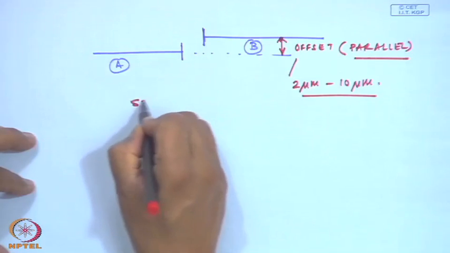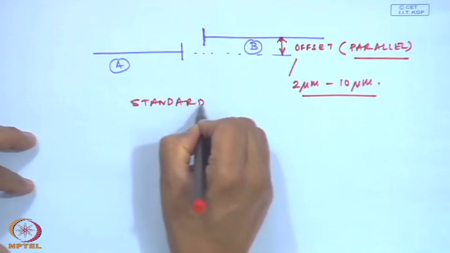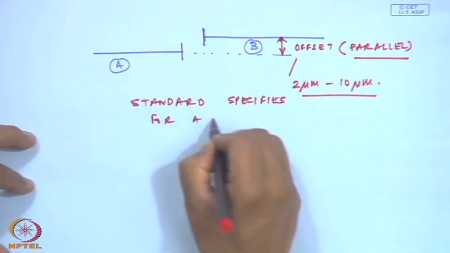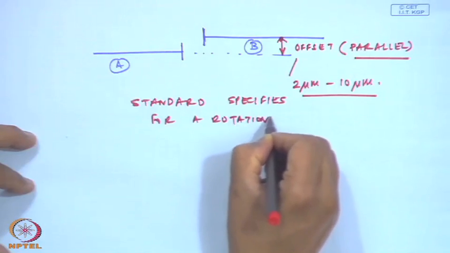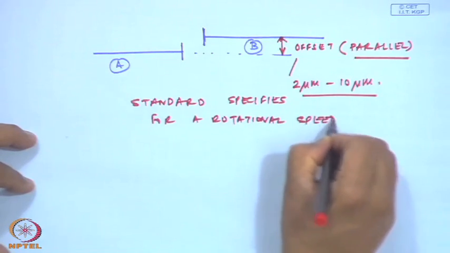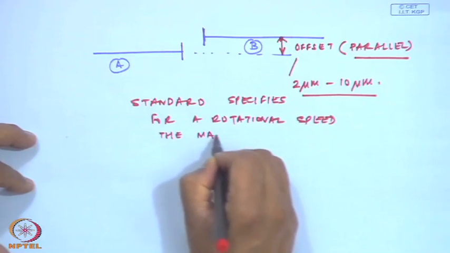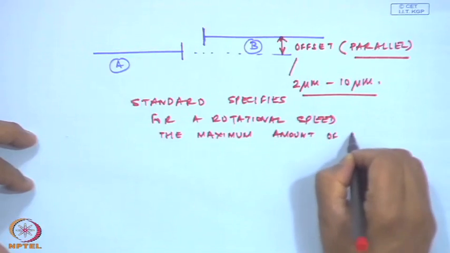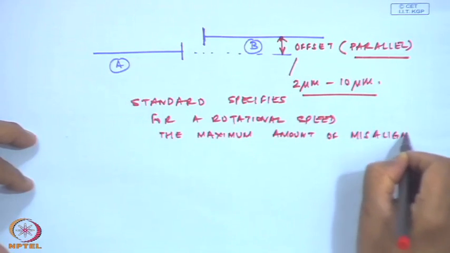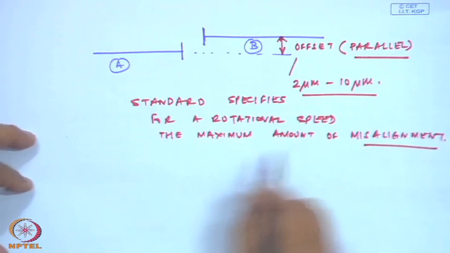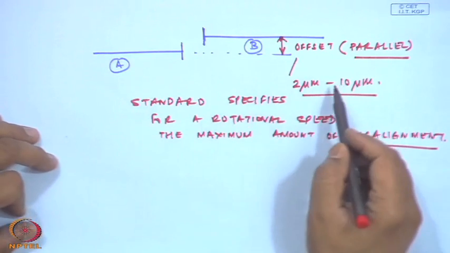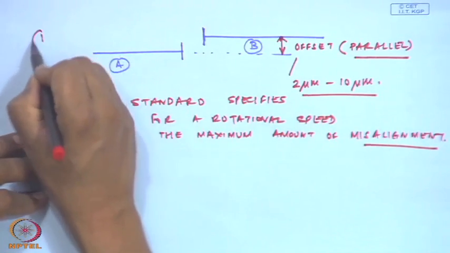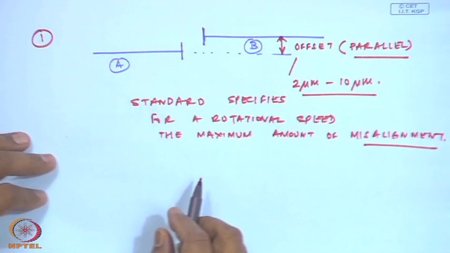In fact, there is a standard which specifies, for a rotational speed, the maximum amount of misalignment. And these are available in handbooks. So, if it is 500 RPM, it will have a certain value. If it is 1500 RPM, it will be some other value and so on. So, in one case, we have what is known as the parallel or offset misalignment.